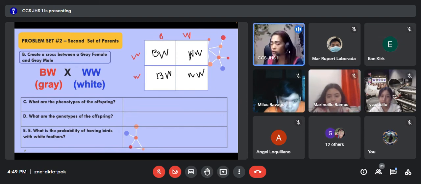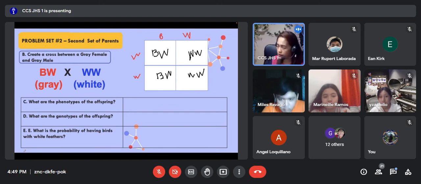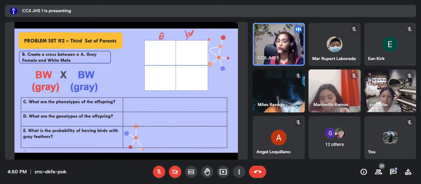Okay, very good. So here, on this given set of parents, you cannot actually expect to see black, white, and gray in the offspring. Only two out of the three possibilities. So the question in this set of parents is, do we have the chance to have white offspring with white feathers? Yes. It's an impossible event. So it depends, of course, on the given set of parents. Now, how about the third set?